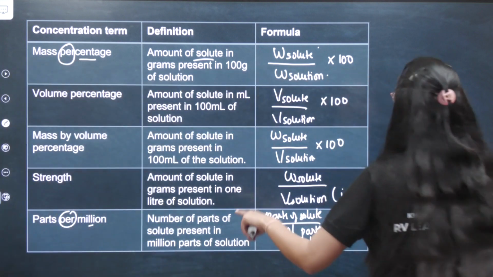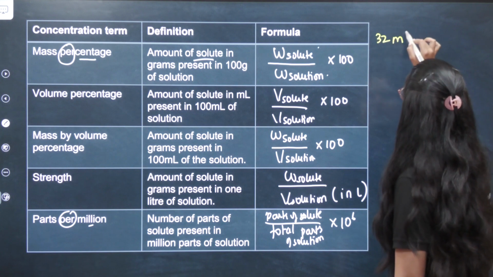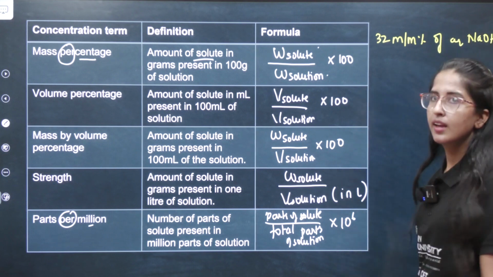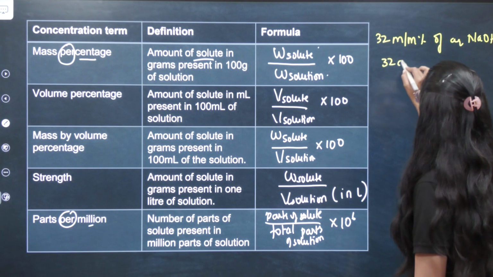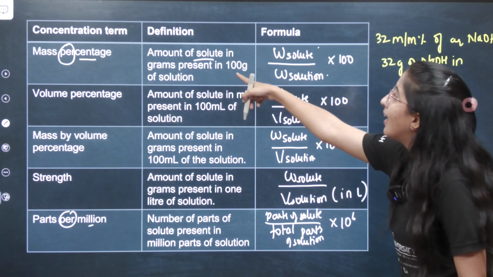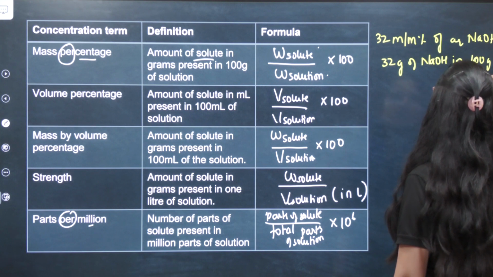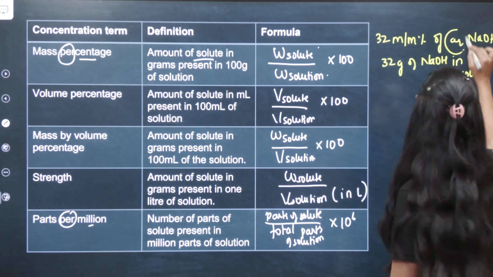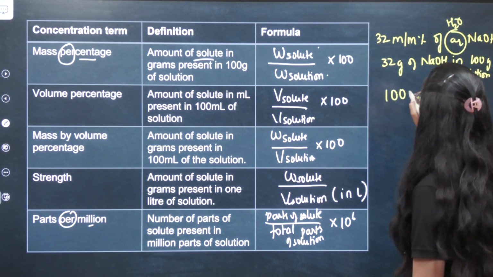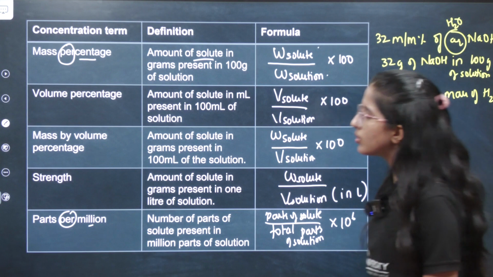So what does this mass percentage tell you? See, carefully here, if you were given 32 mass by mass percentage of aqueous NaOH, what does this say? It says that you have 32 gram of NaOH per 100 gram, right? In 100 gram of solution. From here, carefully see. What is the mass of water? Aqueous. Can I calculate? Yes, you can calculate. That is 100 minus 32 will give you mass of solvent. That is your water.